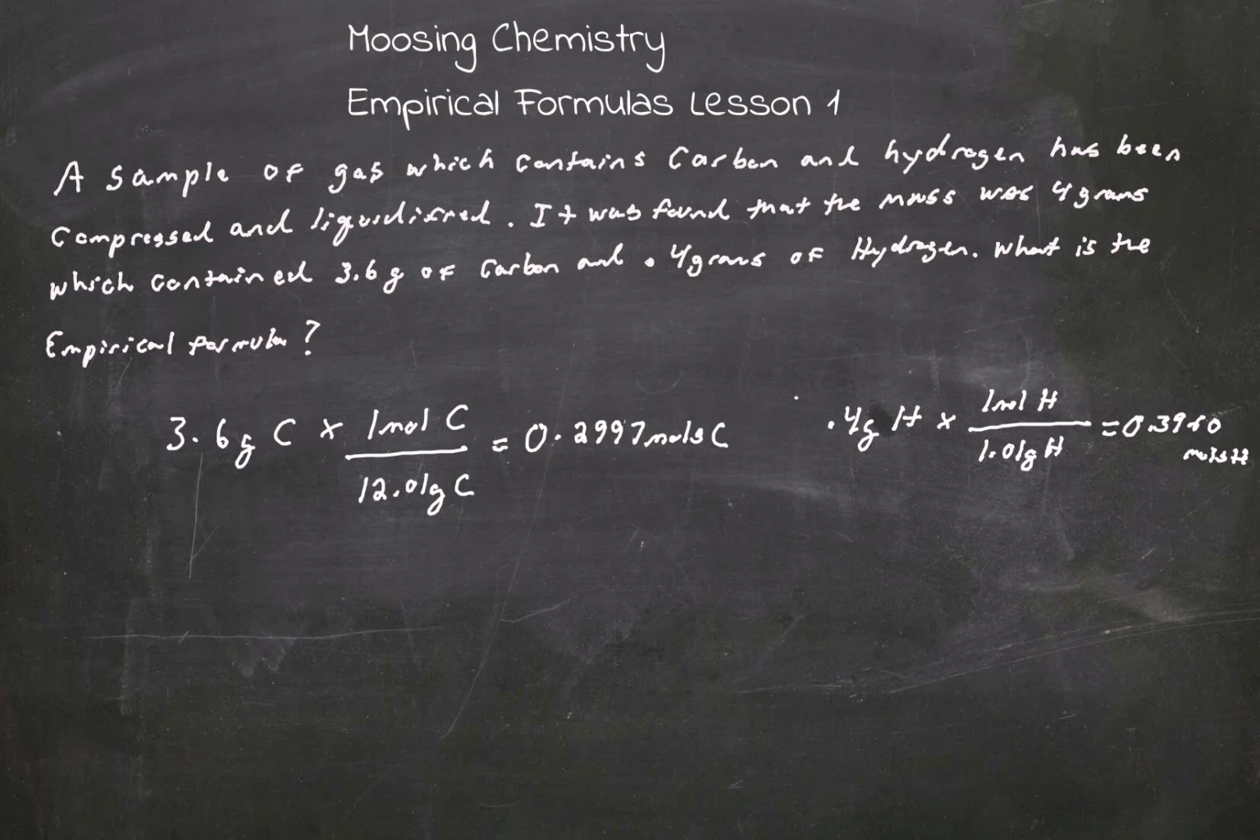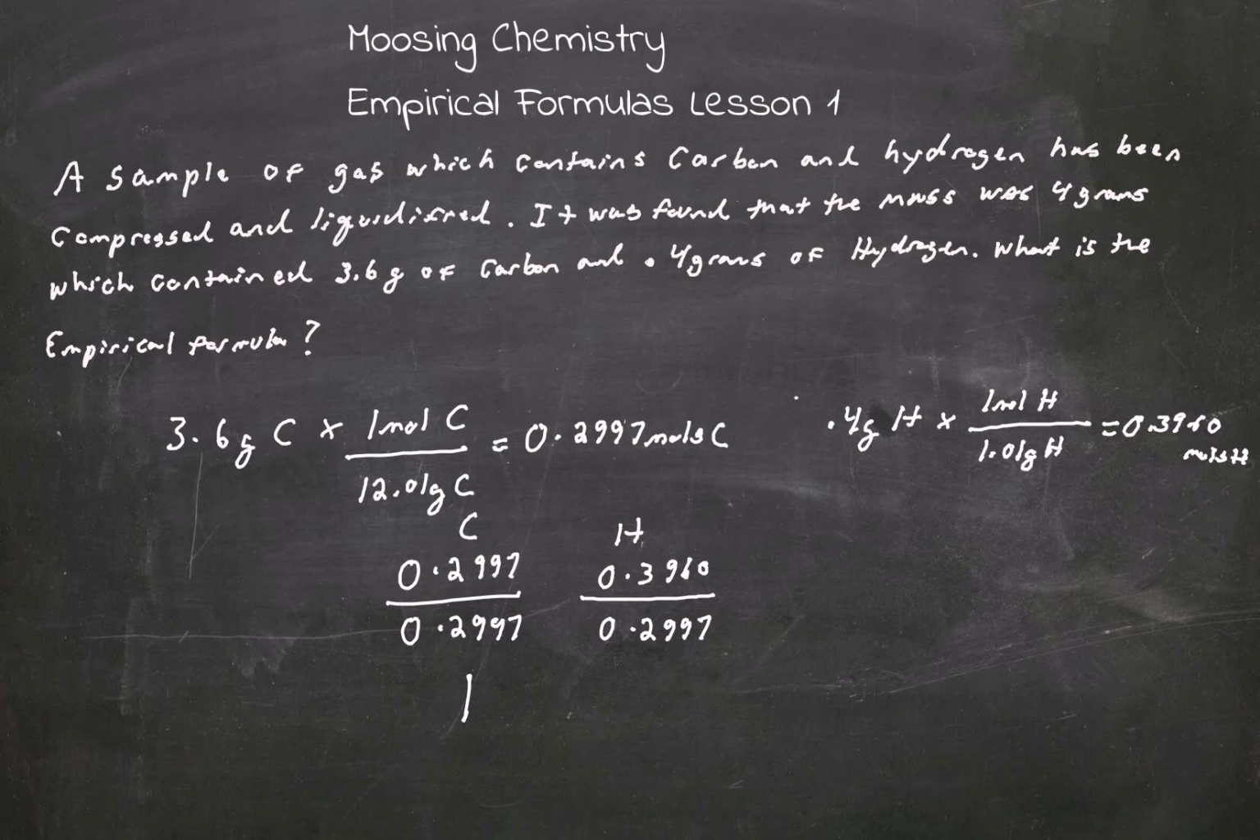Okay, so now we have to do the molar ratio, because remember the law of definite composition says that elements are combined to make chemicals in simple whole number ratios, right? So we go 0.2997 divided by the smallest one, which is that same number. This is going to be for our carbon, and our hydrogen is going to be, of course, 0.3960 divided by 0.2997. When we do the carbon, we get 1.